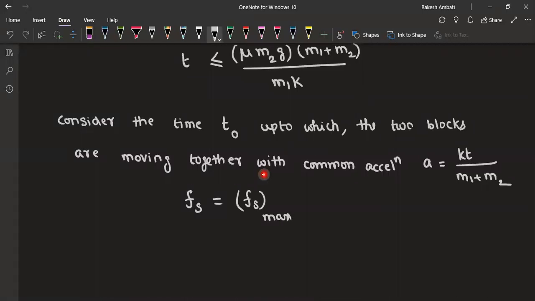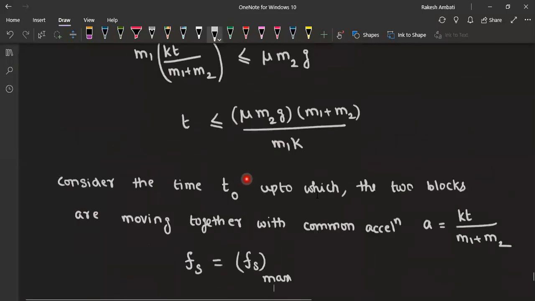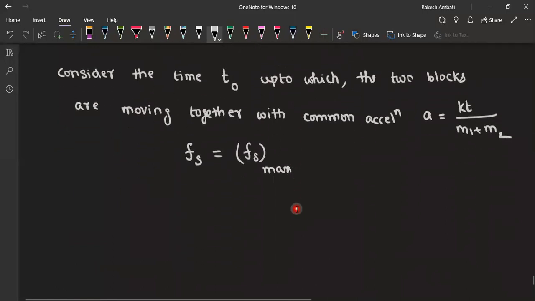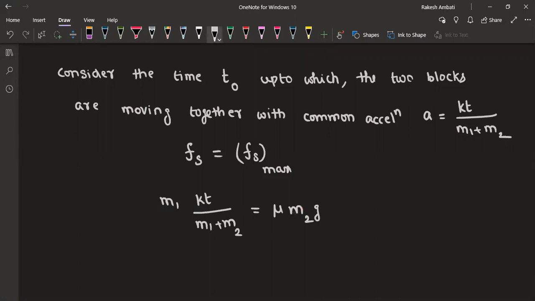And what is the fs value here? In the place of fs, I'm writing m1 into kt upon m1 plus m2 equal to, what is the fs maximum value we already have? Mu into m2g. m1g or m2g? m2g. And this time is t naught.